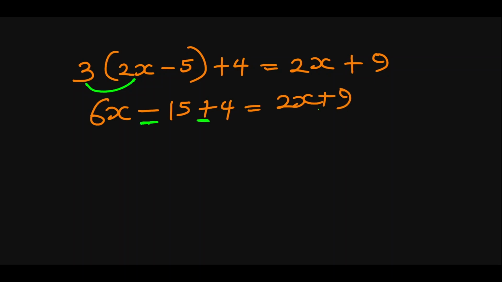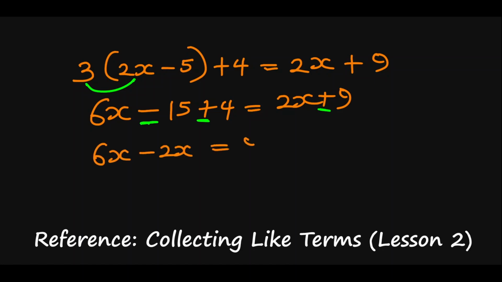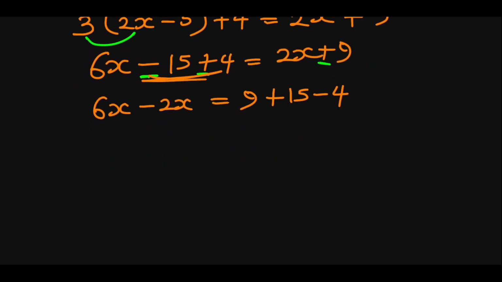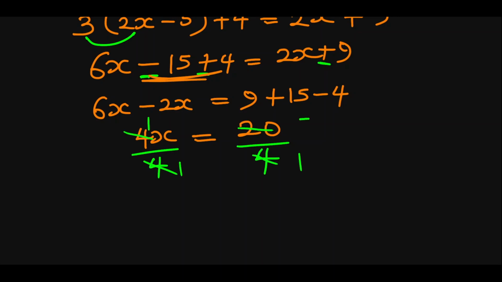Next, we see that all the operators here are siblings, so it makes things easy for us. So we just collect like terms. 6x minus 2x is equal to 9 plus 15 minus 4. If you wanted, you could simplify minus 15 plus 4 before moving it to the other side. It doesn't really matter. So this now gives us 6x minus 2x is 4x is equal to 9 plus 15 is 24. 24 minus 4 is 20. So we divide both sides by 4 to take away the 4 that is bounding x. If we do that, 4 here 1, 4 here 5. So the final answer is that x is equal to 5.